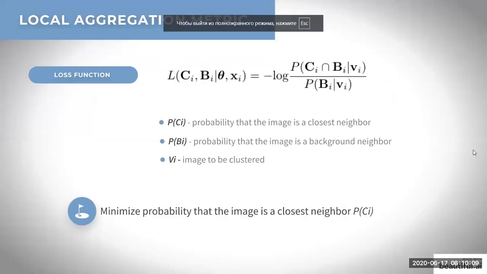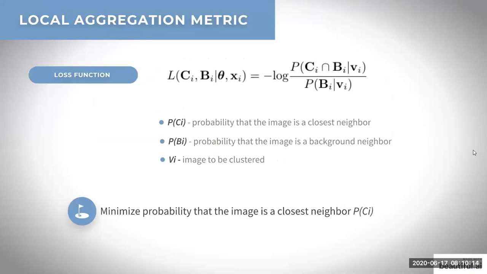Yes. Yeah, so the local aggregation metric, basically the authors use that for measuring the performance of the model of the local aggregation algorithm. And basically it's just a negative log function. And here you can see that in the numerator we have the probability that the image is the closest neighbor and the probability that the image is the background neighbor, and in the denominator we have the probability that the image is a background neighbor.